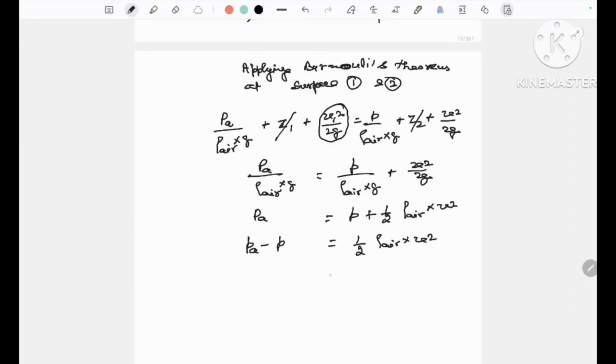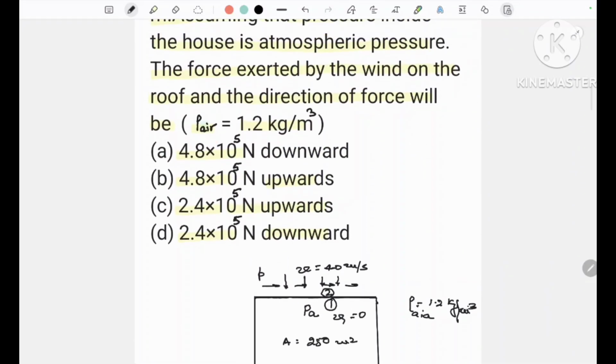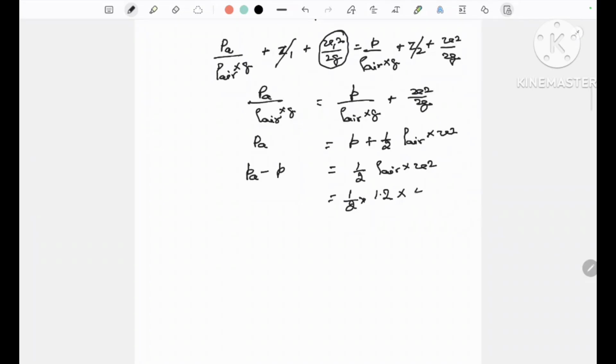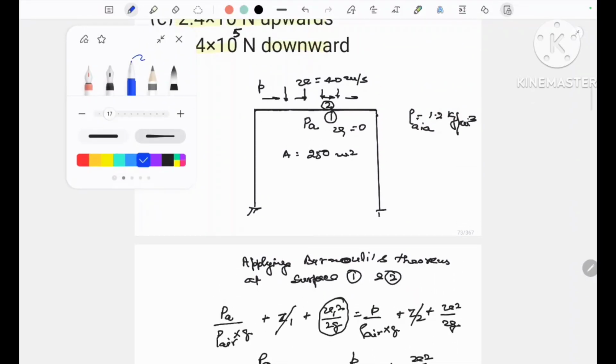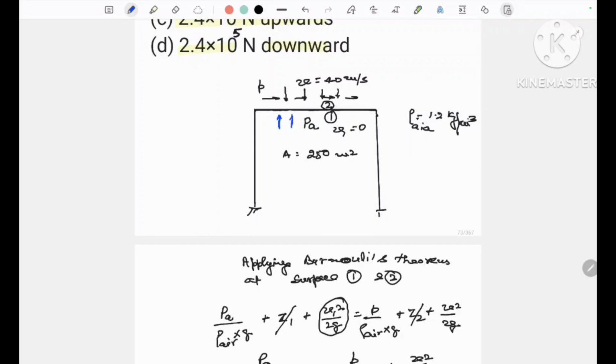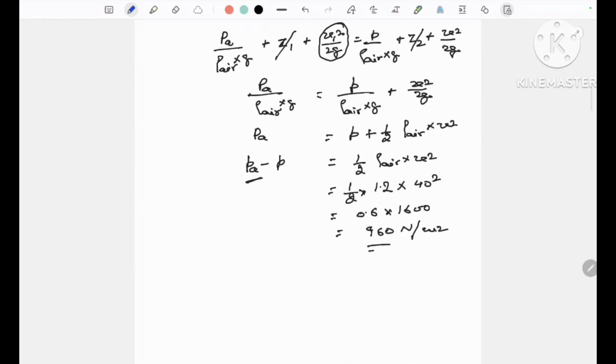And half into rho air is 0.6, into velocity 40 square, 0.6 into 1600, 960 Newton per meter square. PA is greater than P, hence net pressure will be in upward direction. Net pressure will be upward.